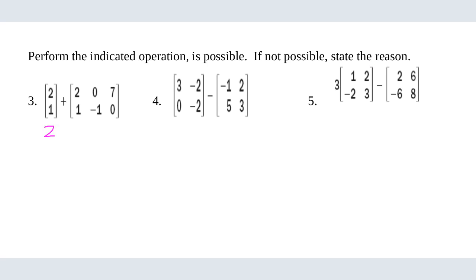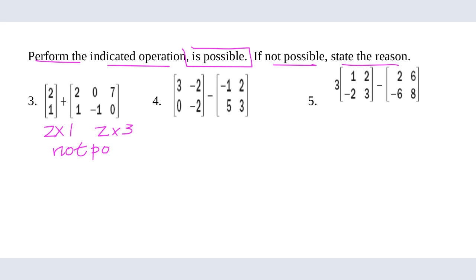Okay, so this is a 2 by 1. Perform indicated operations only if it's possible. If not possible, state the reason. So a 2 by 1 and a 2 by 3. Not possible because the dimensions must be the same.